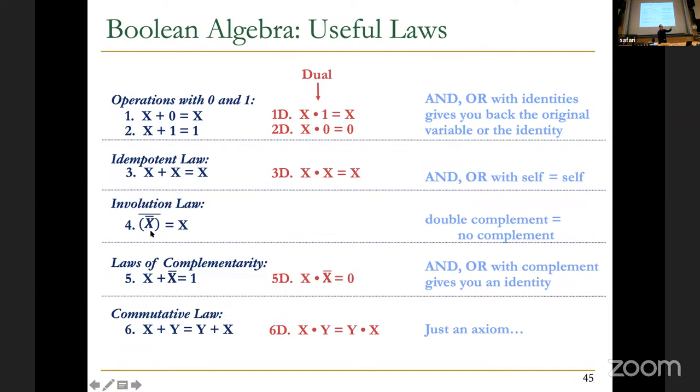X complement complement is X. And X or X bar is one. Again, the dual of that is X and X bar is zero. And commutativity dual is X plus Y, X or Y is equal to Y or X. And X and Y is equal to Y and X.